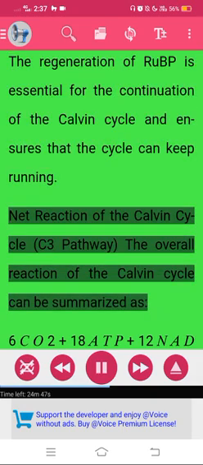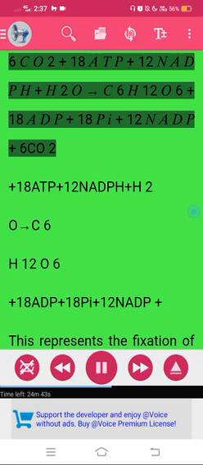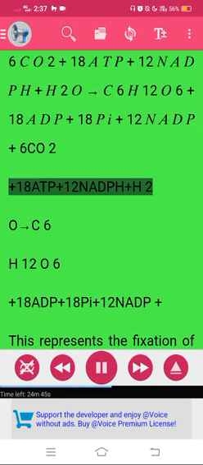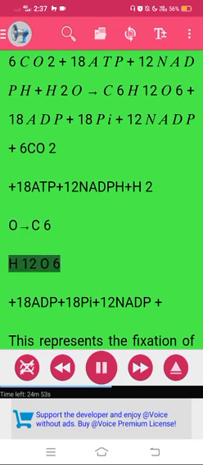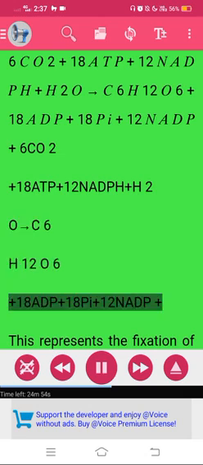Net reaction of the Calvin cycle, C3 pathway. The overall reaction of the Calvin cycle can be summarized as 6 CO2 + 18 ATP + 12 NADPH + H2O → C6H12O6 + 18 ADP + 18 Pi + 12 NADP+.